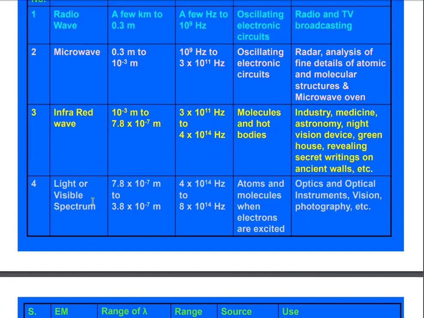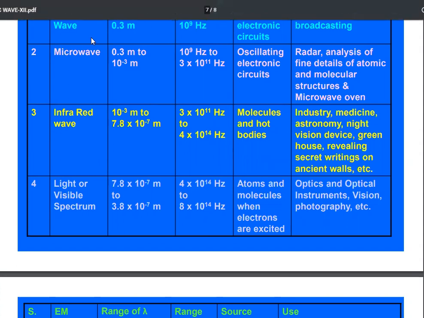In case of Bohr's atomic model, you have studied that when an electron makes a transition from a higher energy level to a lower energy level, a photon is generated and that photon appears as light. So that is the basic source. Now, the application of this wave is optics and optical instruments, vision and photography. All this activity is done with the help of light waves.